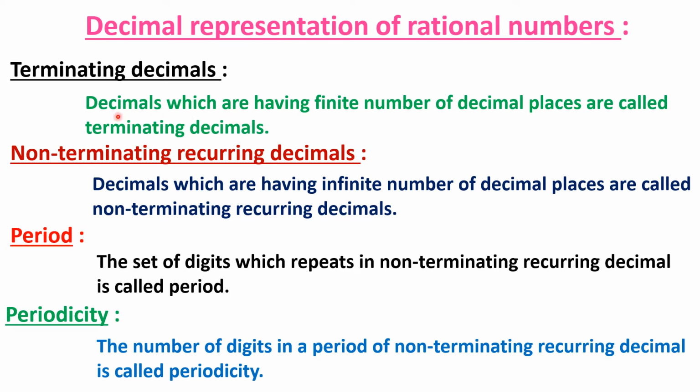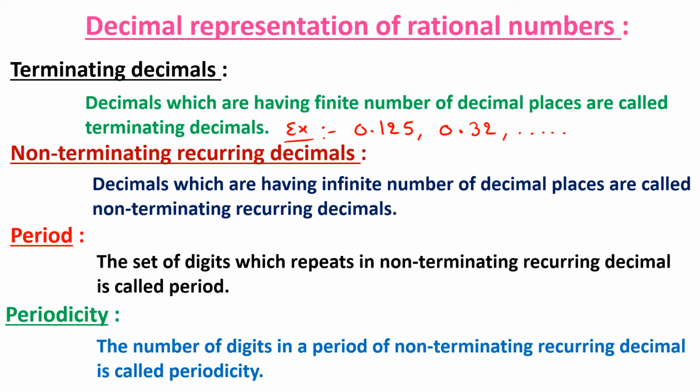Let us see here. Decimals which have a finite number of decimal places are called terminating decimals. Decimals which have an infinite number of decimal places are called non-terminating recurring decimals. Let us see an example of terminating decimals. These have a finite number of decimal places. Look at that, 0.125, 0.32, and so on. This type of decimals are called terminating decimals, which have a finite number of decimal places.